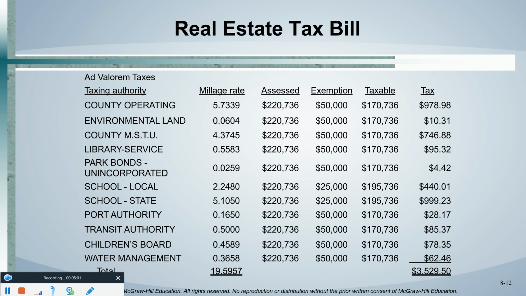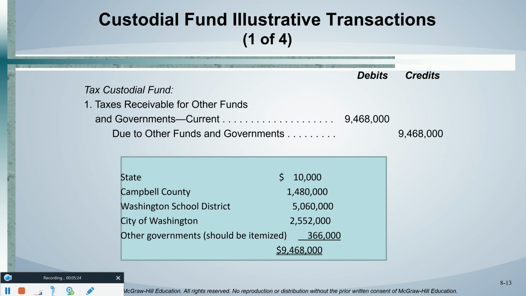So effectively what you see is that cash comes in to the custodial fund, and then that cash gets dispersed out of the custodial fund. And that county tax collector does not own that money. They simply have a fiduciary responsibility to manage that money and make sure it goes to the right place. Now, with that explained, let me show you some journal entries.